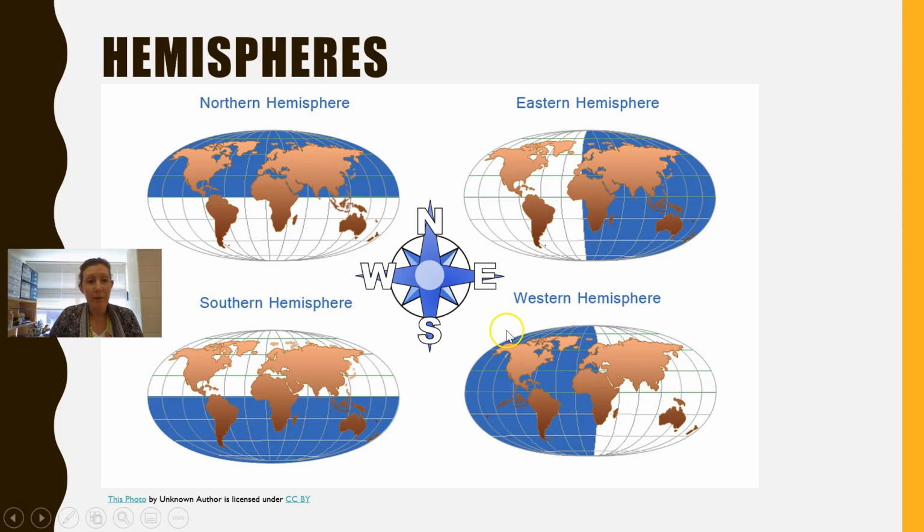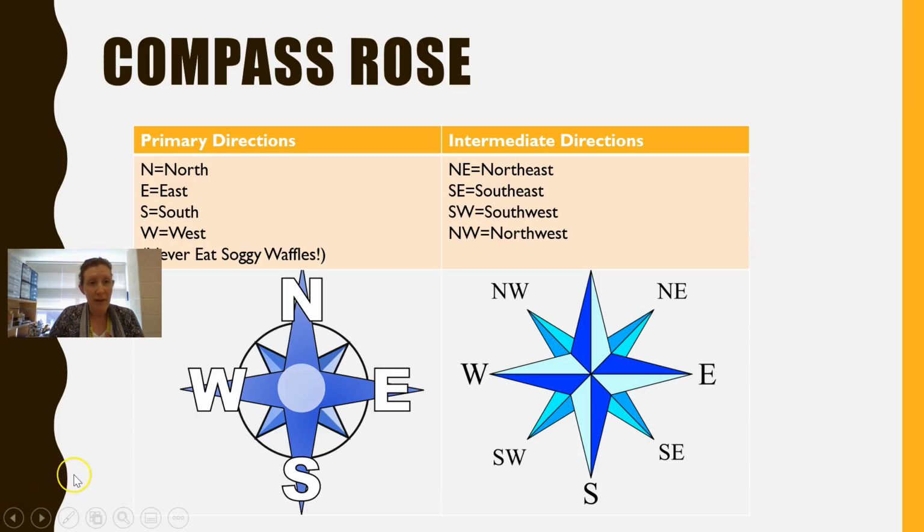Now, to help us remember the directions, north, east, south, and west, the directions that we find on each map, even on globes as well, we use a tool called the compass rose. These are both pictures of the compass rose, okay?